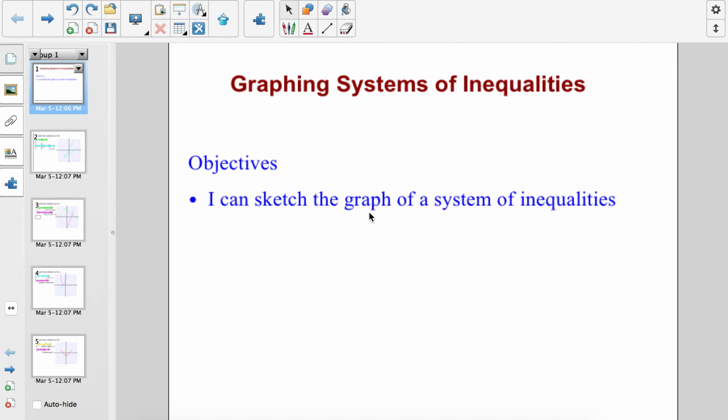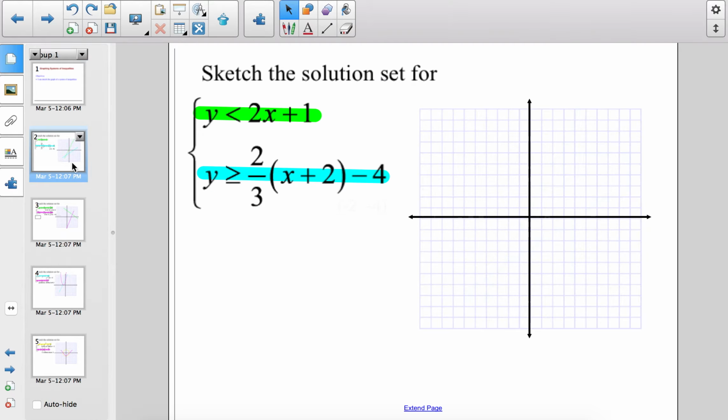In this lesson, we're going to learn how to graph systems of inequalities. Yesterday, we learned how to graph inequalities, but the fact that it's a system just means that there's more than one. So we're going to look at how different lines, parabolas, circles overlap one another. The most difficult part today will probably be the shading.